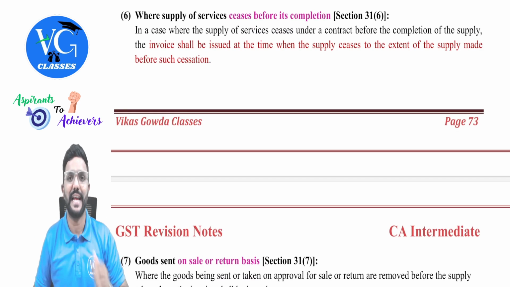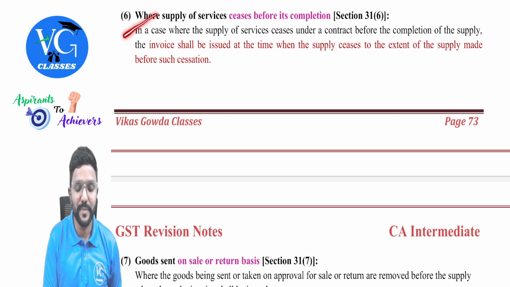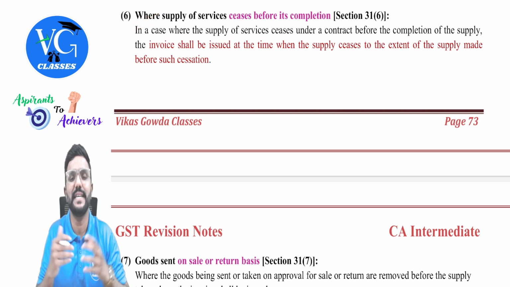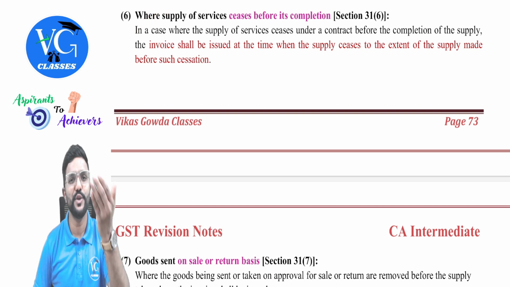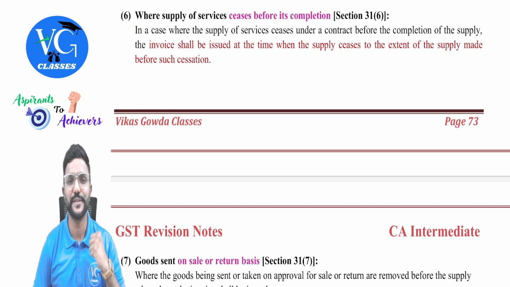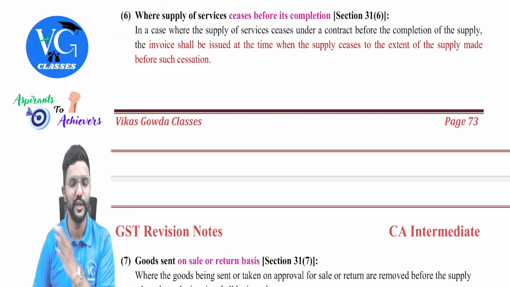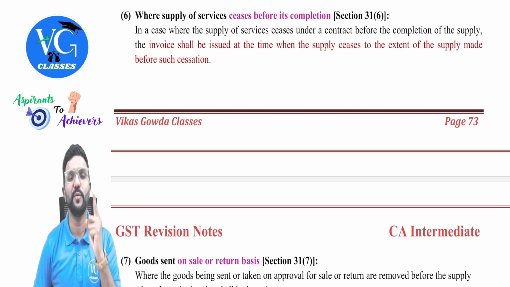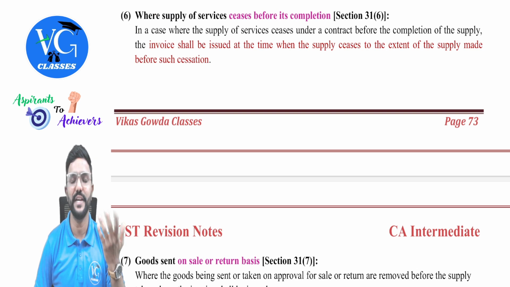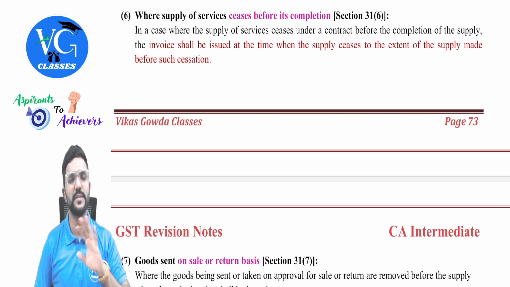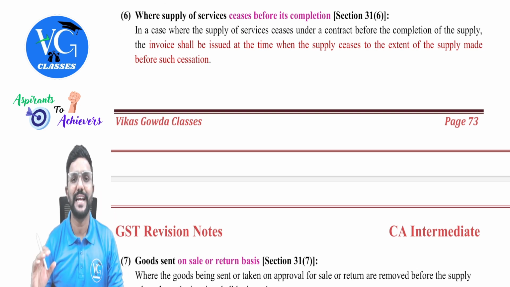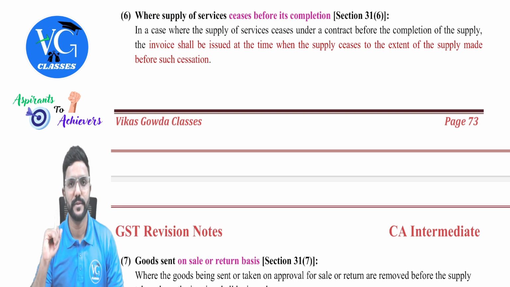Okay. Next, sir, what if before the completion of the supply it ceases to exist, means the contract has been cancelled? So where supply of services ceases before its completion, means it is cancelled. For example, assume you had appointed me to provide accounting services for your business throughout the year, for a full 12 months, and you have agreed to pay me 1 lakh for each month. So I am the supplier, you are the recipient. So I provided these accounting services for 3 months, but you were not happy. So you are cancelling the contract at the end of 3 months.